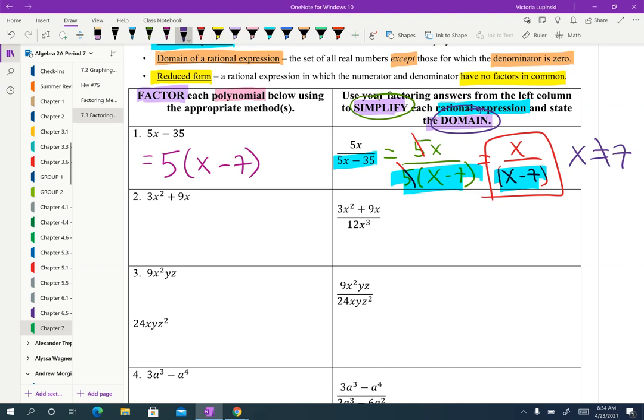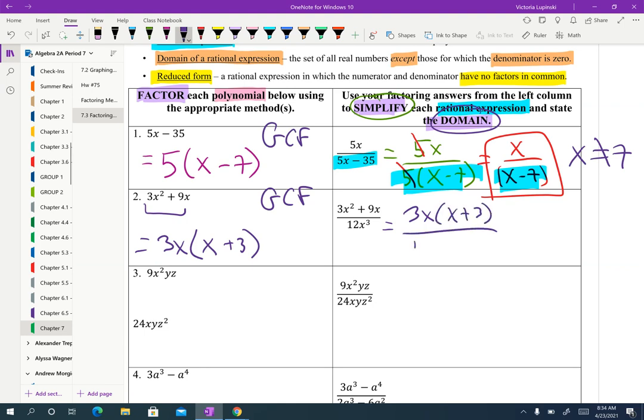Take a look here at number 2. You're again going to try to factor using just a greatest common factor. That's what we did in the first one, and we're going to do that again here in the second one. So the greatest common factor is not just a 3, but also an x. If you take a 3x away from a 3x squared, you're left with an x, and then plus 3. So if you take a look over here on the right-hand side, you're going to rewrite the numerator as the factored version. And then notice the denominator is just a 12 and then an x cubed.